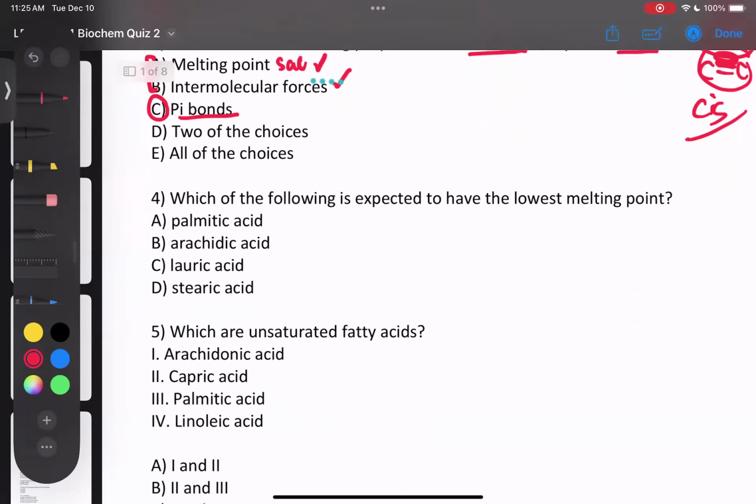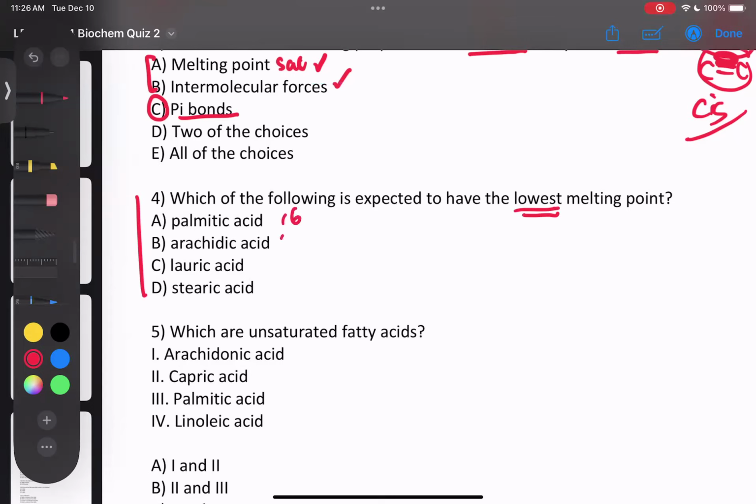Now, that idea that I've been going around in the last 2 or 3 minutes is going to be used in number 4, because we now are being asked for the lowest melting point. I look at the choices and luckily I see that all are saturated fatty acids: myristic, arachidic, lauric, stearic. So they all have no O.